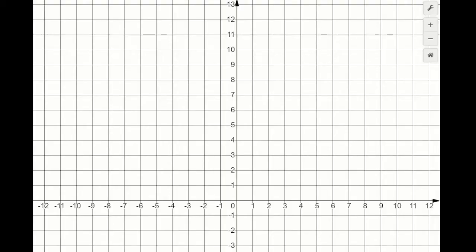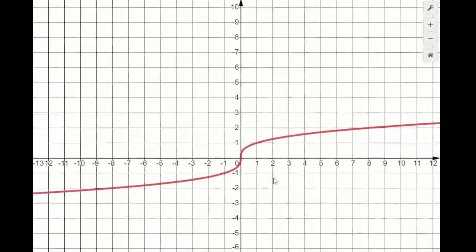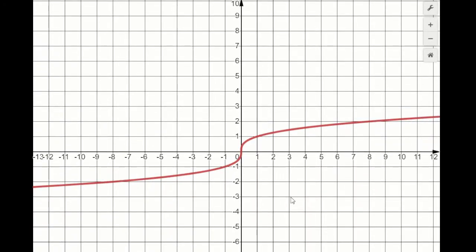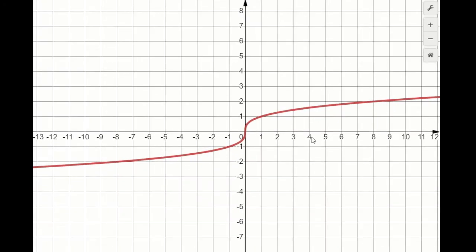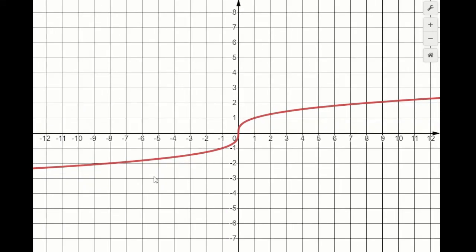All right, and now this is our cube root function. This is the graph for the cube root function. And the domain for this function is the entire line of real values right here, or in interval notation from minus infinity to infinity, the horizontal spreading of this graph.